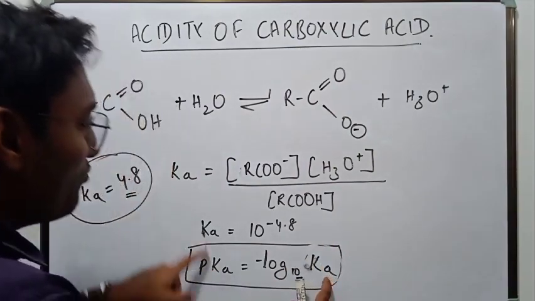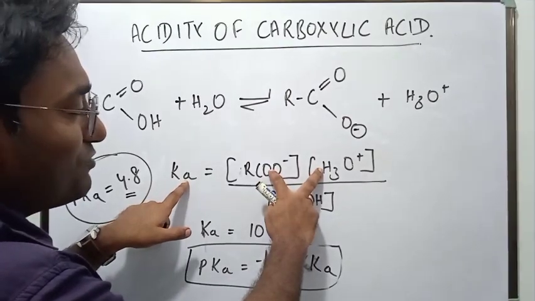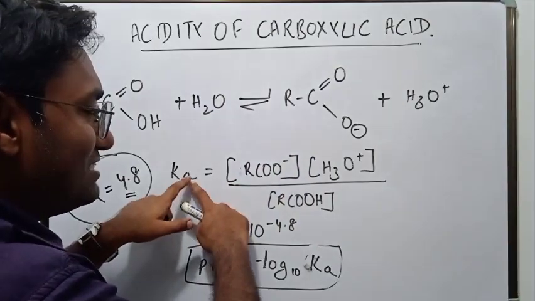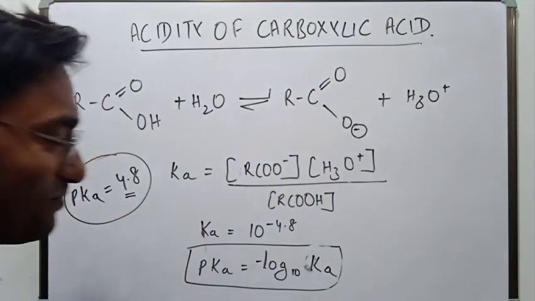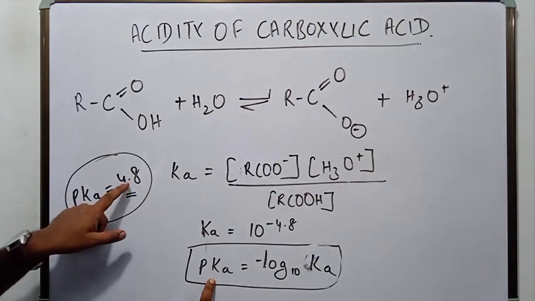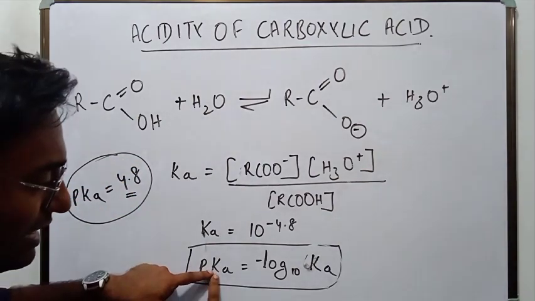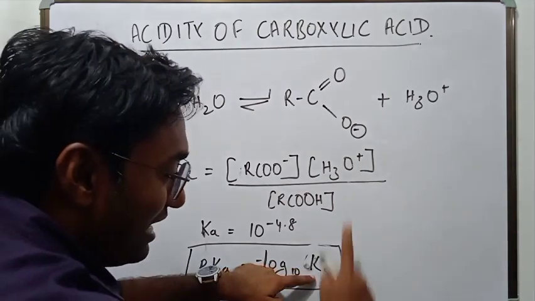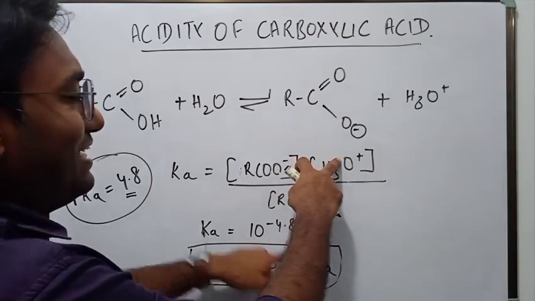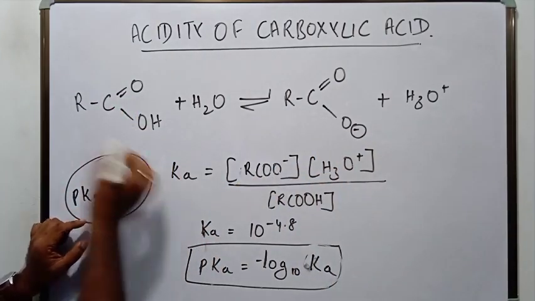Higher the value of Ka, greater the dissociation of the acids. Greater the dissociation of acid, greater the acidity. What did I say? Smaller the value of pKa, see 4.8 small value, greater the value of Ka, greater the dissociation of the reactant and greater the acidity. So acetic acid is a strong acid.